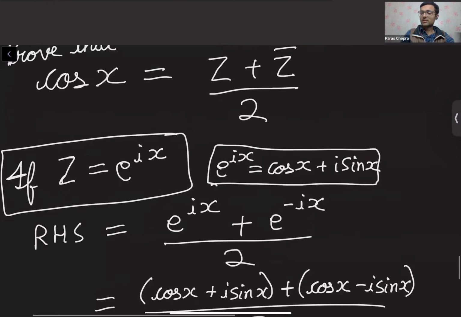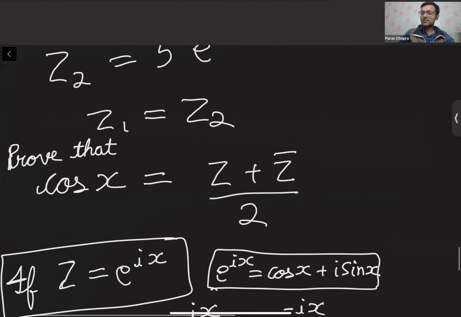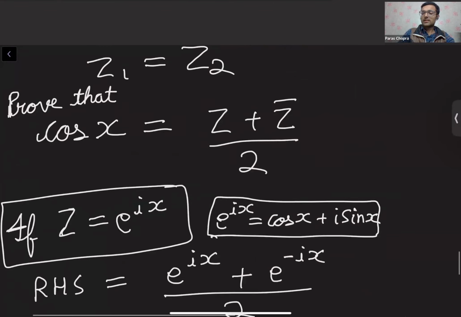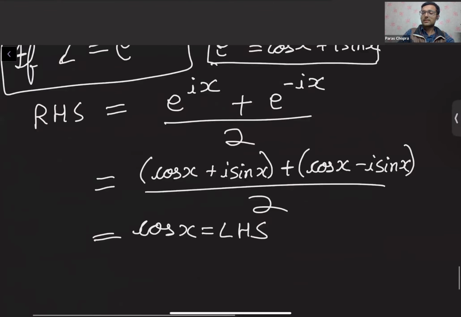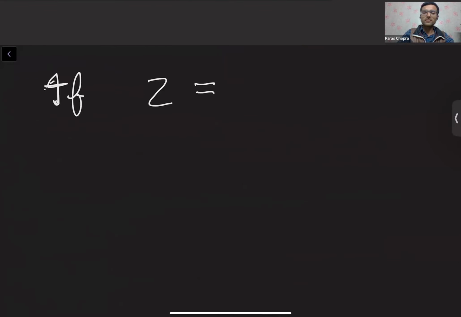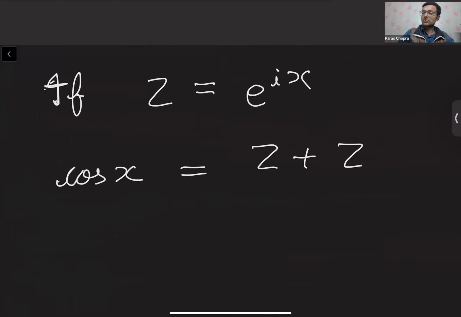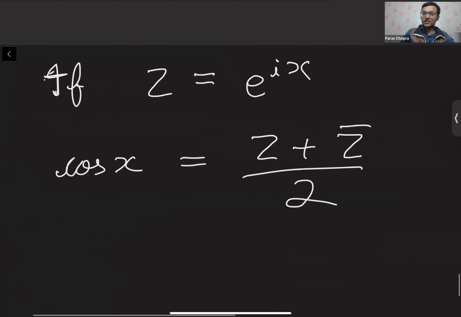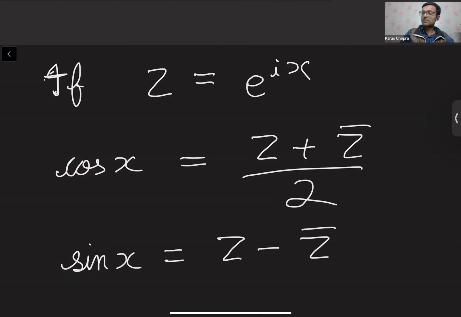तो इसका मतलब अगर हमारा z एक सिंगल मॉड्यूलस का है, तो अगर हमें कोसाइन ऑफ x निकालना होगा तो हम z और उसके कॉम्प्लेक्स कॉन्जुगेट को ऐड करके 2 से डिवाइड कर देंगे. So can you also prove that sine of x is equal to z minus z bar by 2i?